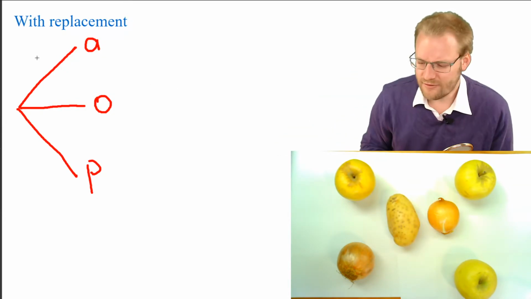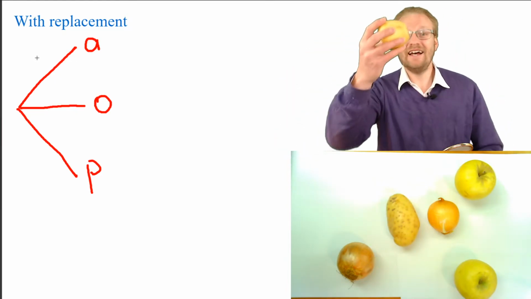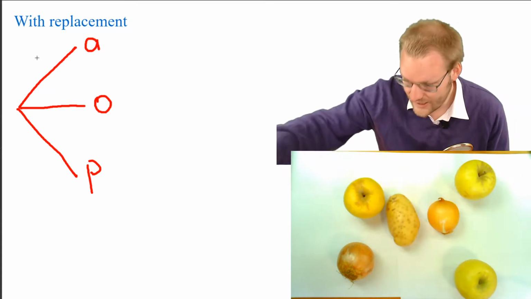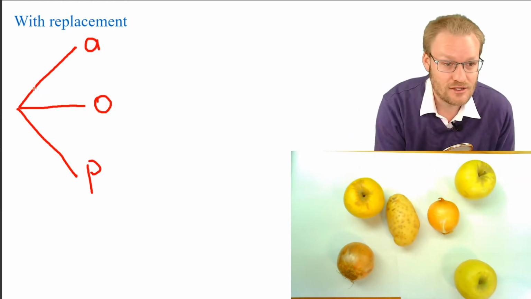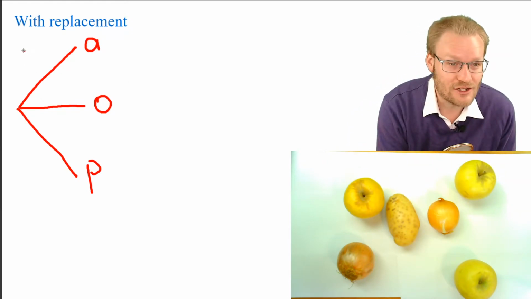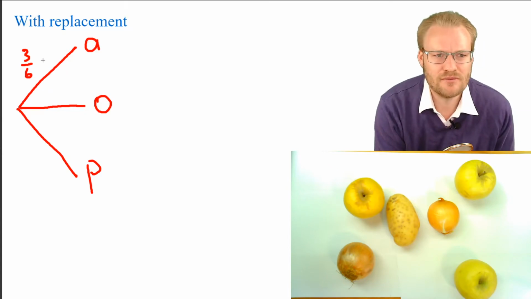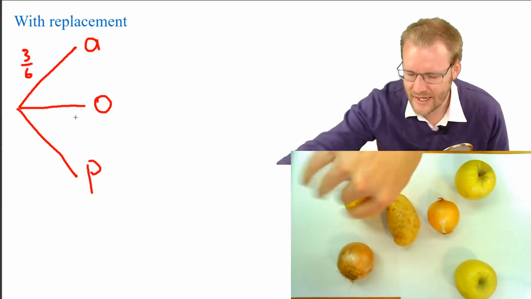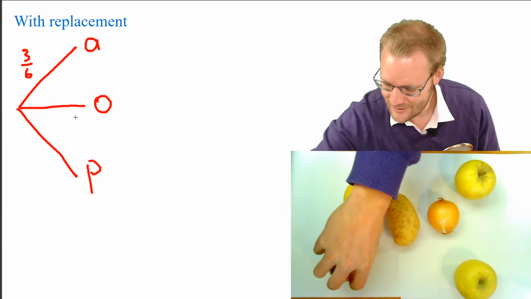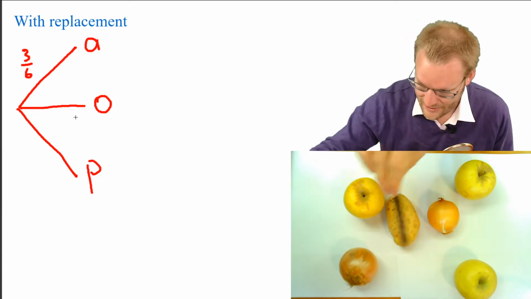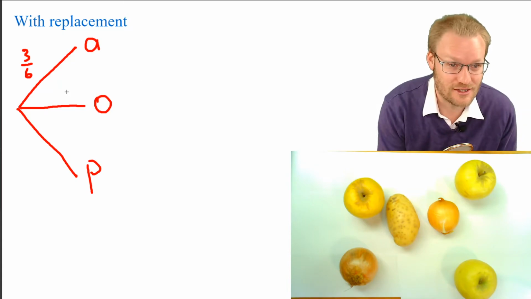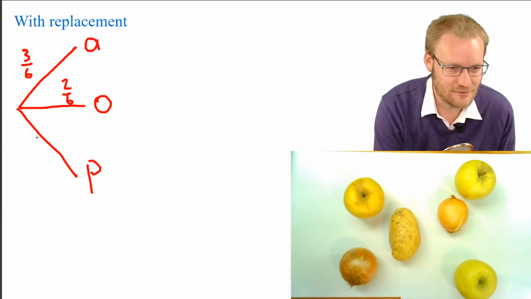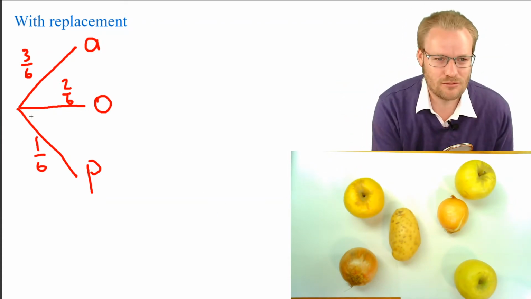What's the probability of picking out an apple? Well, I count that there are 1, 2, 3 apples. There's 6 things altogether. So therefore, the probability of picking out a juicy apple is 3 out of 6. You can simplify this to a half, but let's leave it as 3 over 6. What's the probability of picking out an onion? Well, again, same idea. 2 onions out of 6, so 2 out of 6. Okay, and the probability of picking out a potato is 1 out of 6. Cool, I think we're getting this. So we got this. That's easy enough.